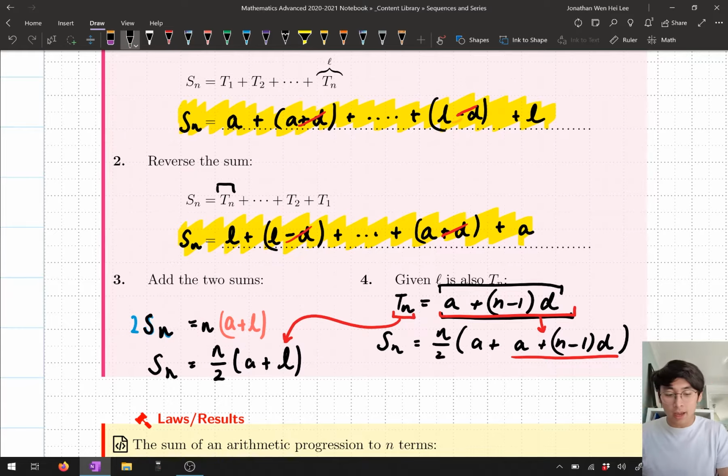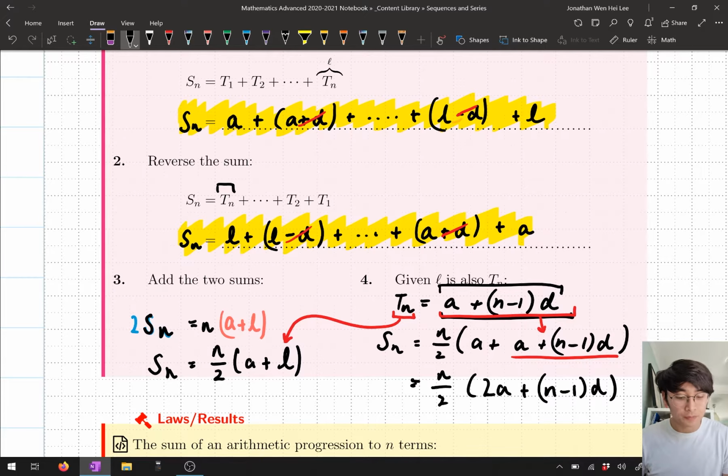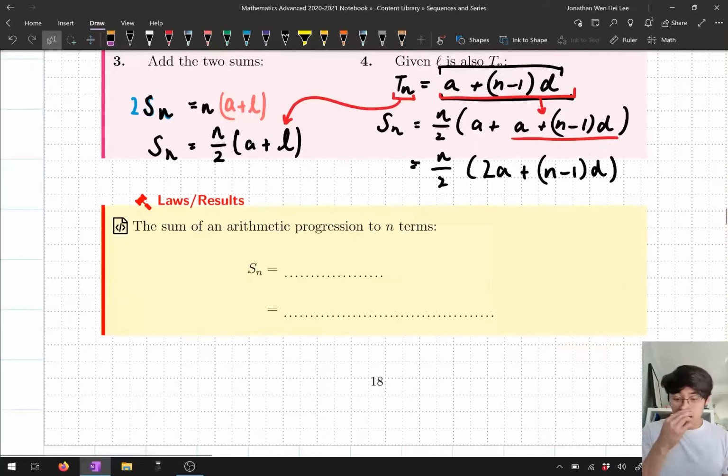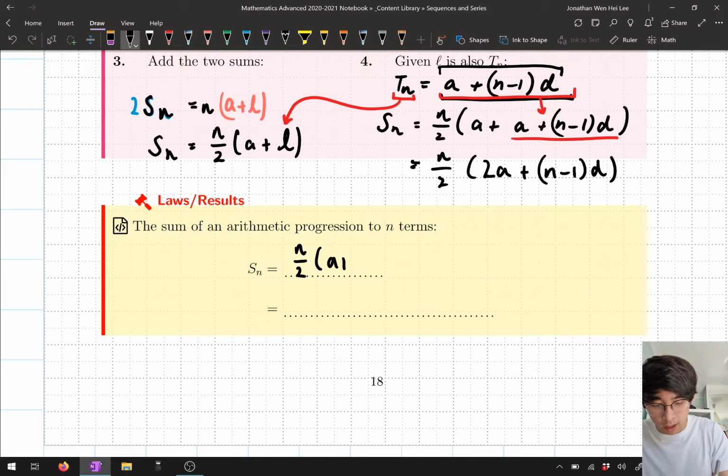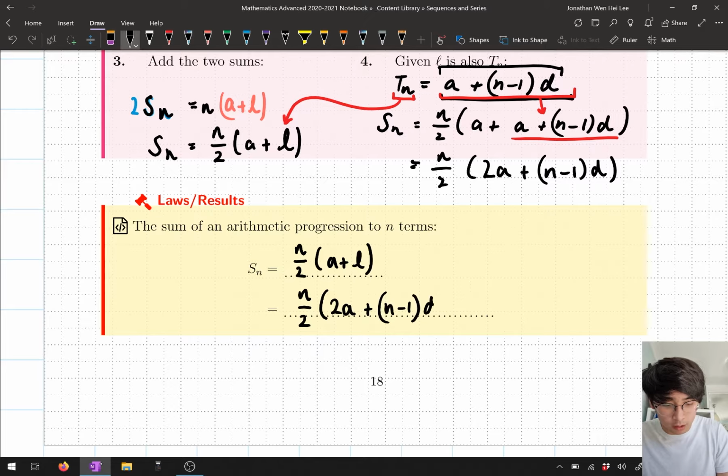Okay, and we can simplify this. And so we get this second formula, n over 2 times 2a plus n minus 1 d. And so here we've got two formulas to help us figure out the sum of an arithmetic series. The sum of an arithmetic progression to n terms: if we want to add the first n terms, we get these two formulas. n over 2 times a plus l, and the other one on the right hand side is n over 2 times 2a plus n minus 1 d.